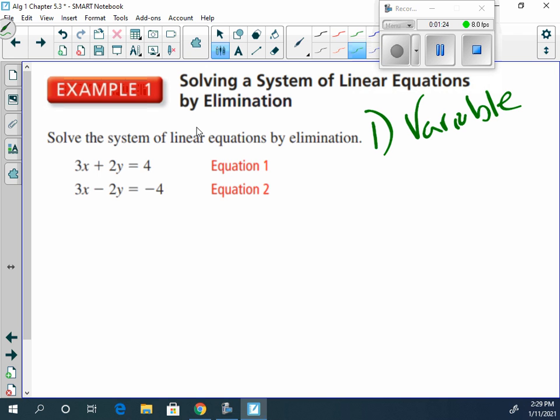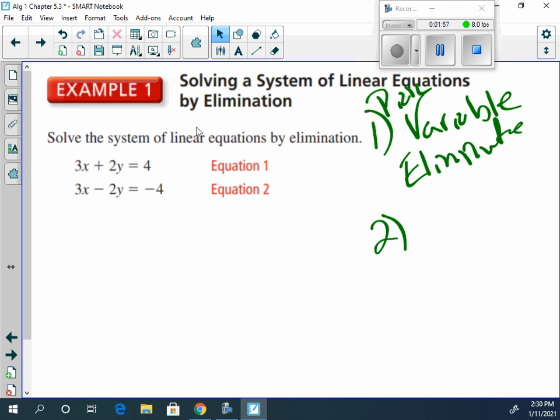Because again, the x values and the y values for both equations are the same. We're looking for what value is going to make x be the same, y be the same. So for our solution, the x and y values are going to be the same. So we want to pick one variable we can eliminate from both equations. When we look at this here, do we want to eliminate x or y first?